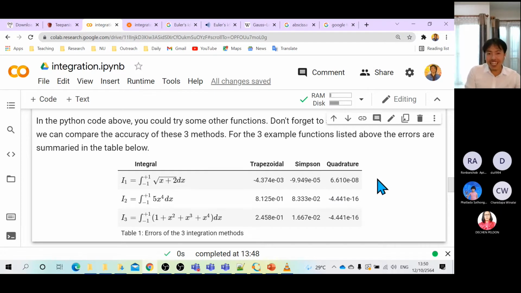But look at this strange behavior. If you have a polynomial, like 5x to the 4th power, that's a polynomial, or I3 is a polynomial, this one, quadrature, gives the exact answer. Very strange, almost exact. That's like 0 error.